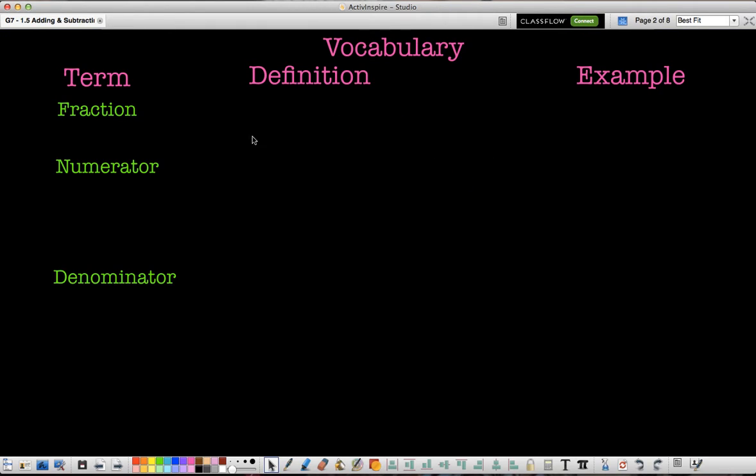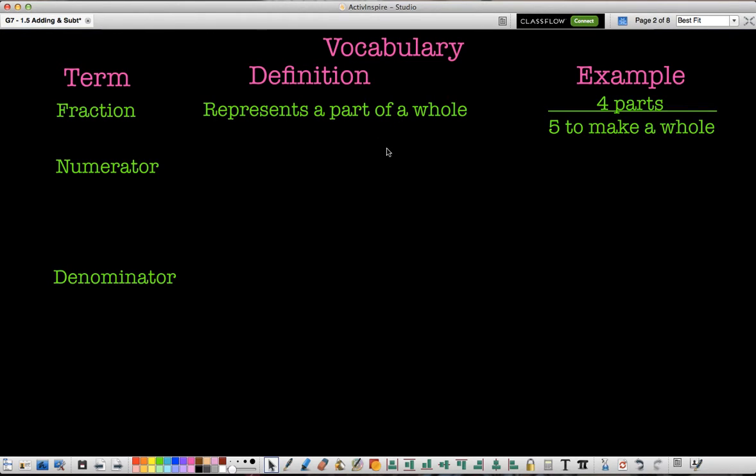All right, so a fraction represents a part of a whole. So if you had 4/5, that would mean 4 parts over 5 to make a whole. So fractions are showing us how many out of a total. It's different from a ratio. A ratio compares 4 to 5. For every 4 of these, there are 5 of those. In a fraction, what this means is I have 4 pieces out of the 5 that I need to make a whole cake.